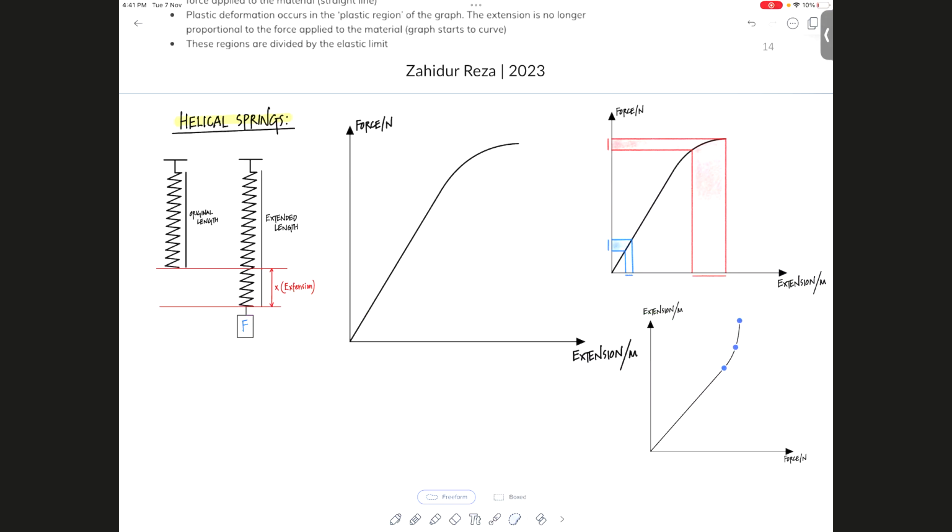Rubber bands have random graphs. Like, you know, it's not a straight line, not a curve. It's a mix. We have that happening for a while.